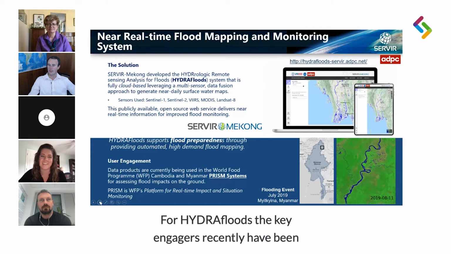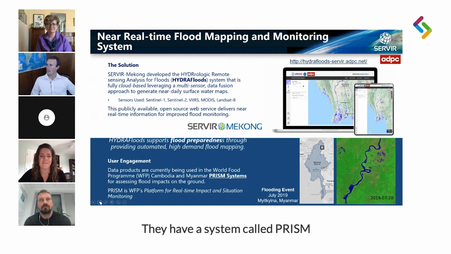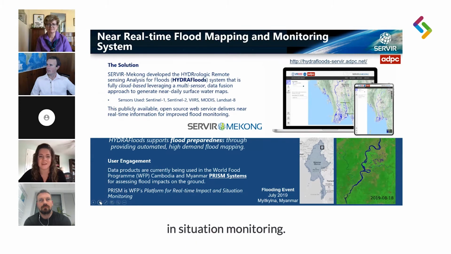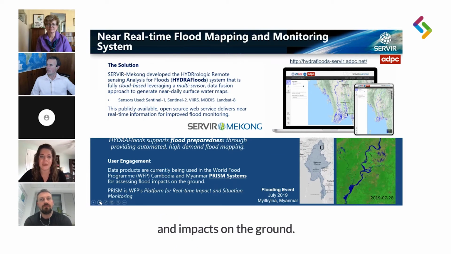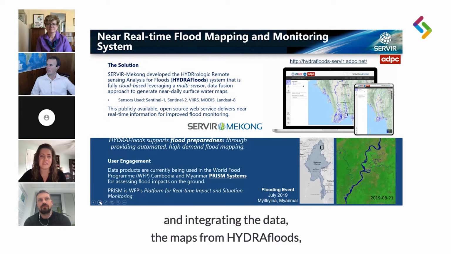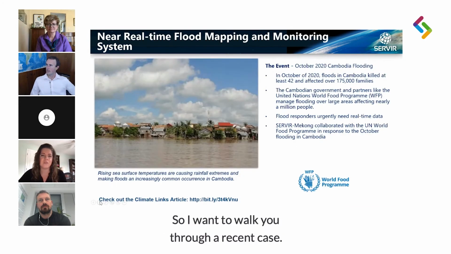For HydroFloods, the key engagers recently have been our work with a group called the World Food Program. They have a system called PRISM, which is a platform for near real-time impact and situation monitoring. This system allows them to better assess natural hazards and the impacts on the ground. So Severe Mekong is working directly with them and integrating the data, the maps from HydroFloods into their systems in Cambodia and Myanmar. So I want to walk you through a recent case.